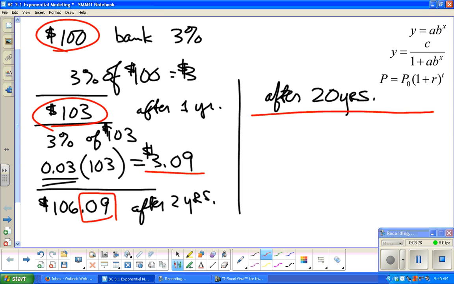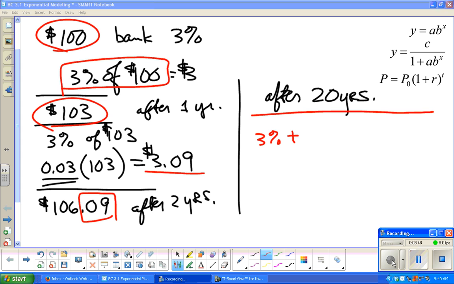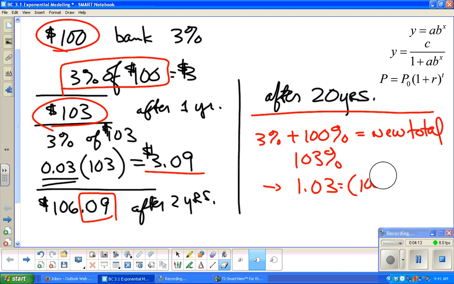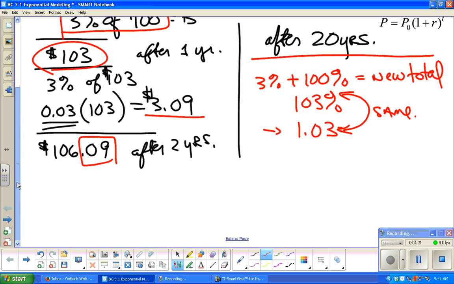So let's back up for a second, and let's talk about what really just happened. I took 3% of 100, and then I added it on to 100. So what I did was take 3% and add it on to the original amount of money. So when I take 3% and add it on to the original, that's my new total. Really, that new total was 103%. So if I just multiply by 1.03, that's the same thing as 103%. Okay, so in other words, I take my original 100 and I multiply by 1.03 and I get 103.